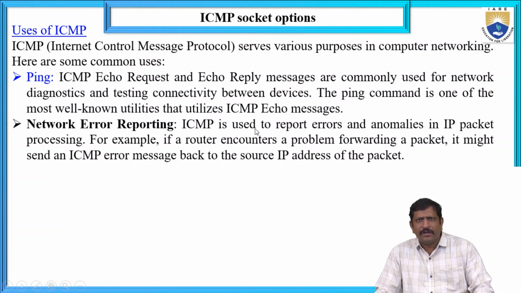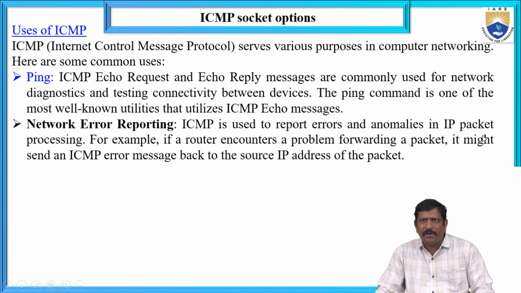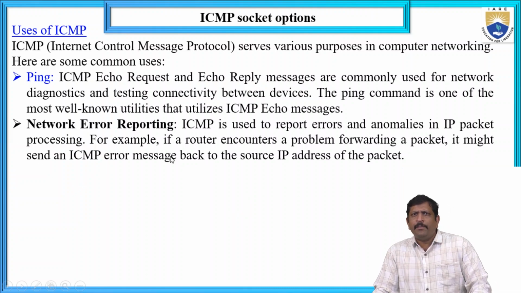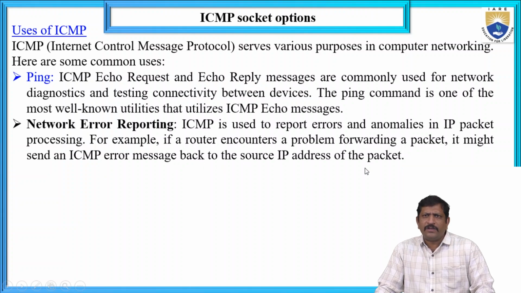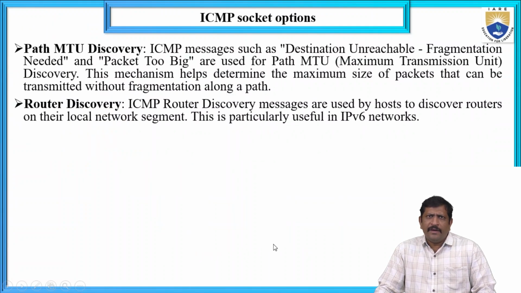Network error reporting. ICMP is used to report errors and anomalies in Internet Protocol packet processing. For example, if a router encounters a problem forwarding a packet, it might send an ICMP error message back to the source IP address of the packet. And path MTU discovery.